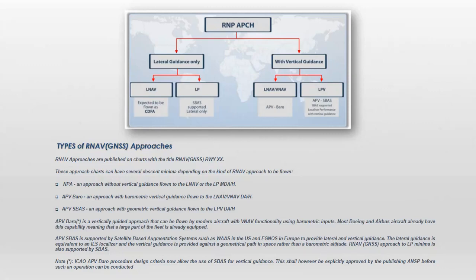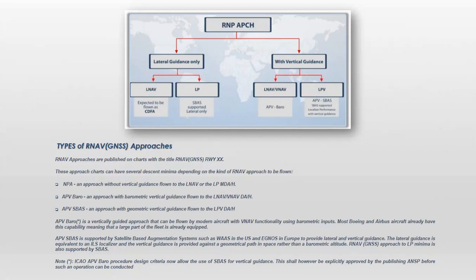decision altitude/height. APV SBAS: an approach with geometric vertical guidance flown to the localizer performance with vertical guidance, LPV, decision altitude/height. APV Baro is a vertically guided approach that can be flown by modern aircraft with vertical navigation, VNAV, functionality using barometric inputs. Most Boeing and Airbus aircraft already have this capability, meaning that a large part of the fleet is already equipped.